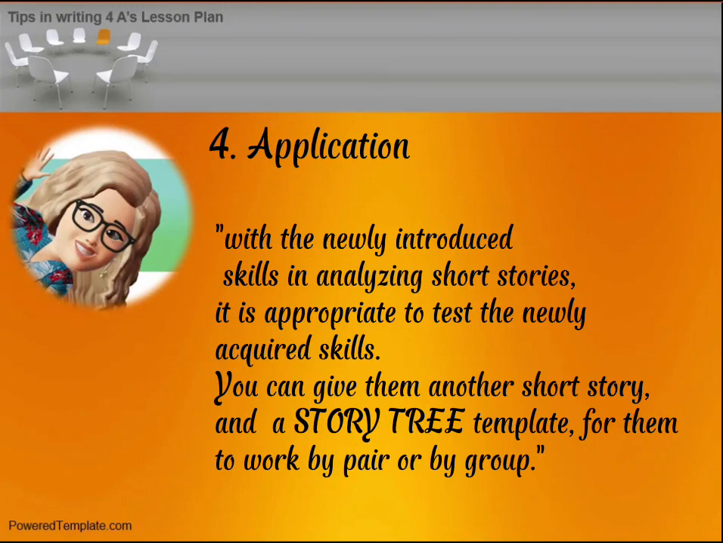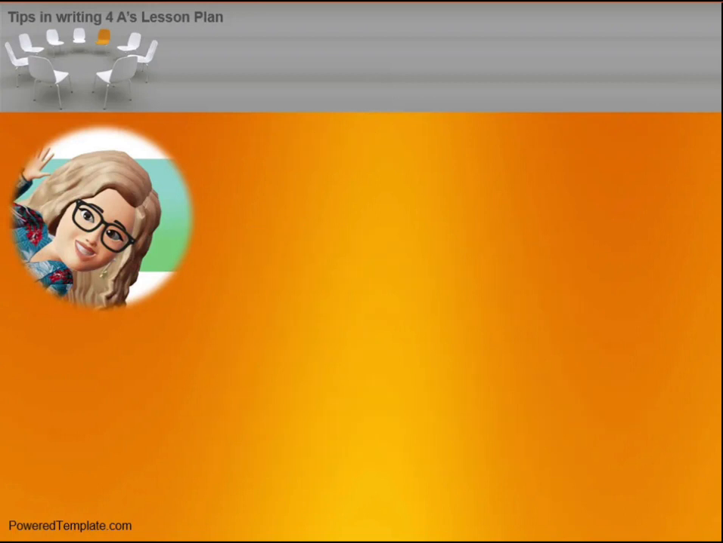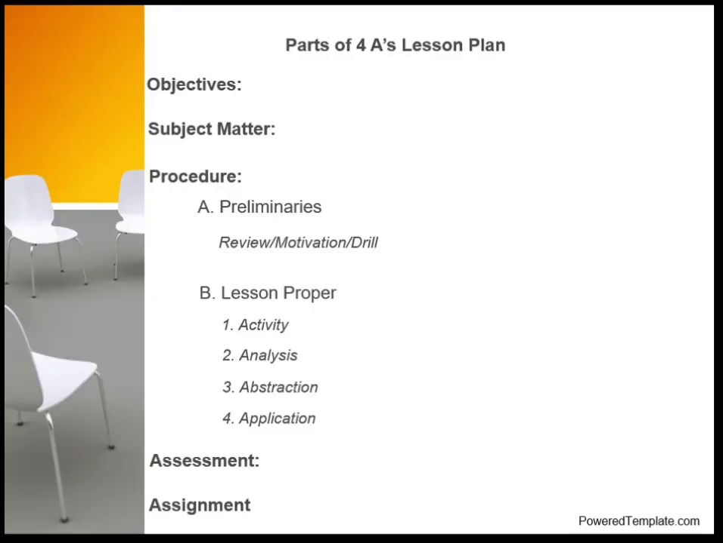With the newly introduced skills in analyzing short stories, it is appropriate to test the newly acquired skills. You can give them another short story and a story tree template for them to work on by pair or by group. To recap, among the 4 A's, work with the abstraction first. Next, your activity, then the analysis. Having the idea, you are now guided on what to apply in the application.